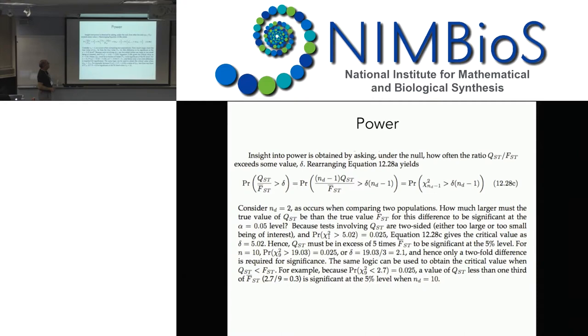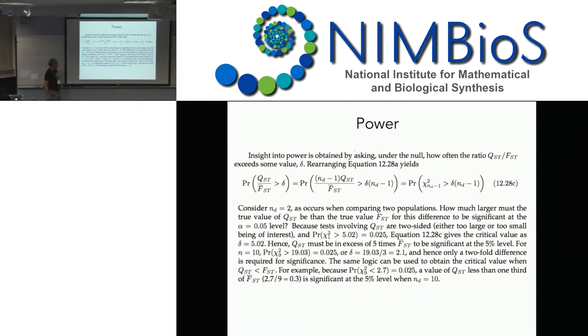So you can basically use this approximation for what the chi-square distribution looks like and look at QST and FST and ask how large this ratio has to be, for example, to have power at the 5% level. What you can show using this is that if I have two demes, this ratio has to be 5. QST has to be 5 times larger than FST for you to have any power.